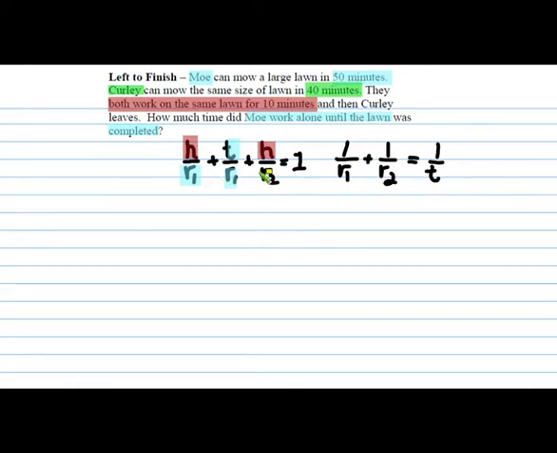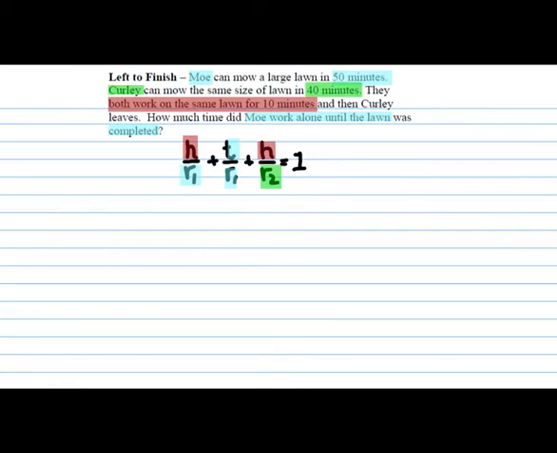So do you see the difference between these two problems and this one? You've got the H's and the T's in a different place. And now how long did Curly take to complete the job? Well, it takes him 40 minutes. So that right there has to be the 40 that we need. And then what does it equal? It equals one entire job. So hopefully you see the difference between these two formulas.